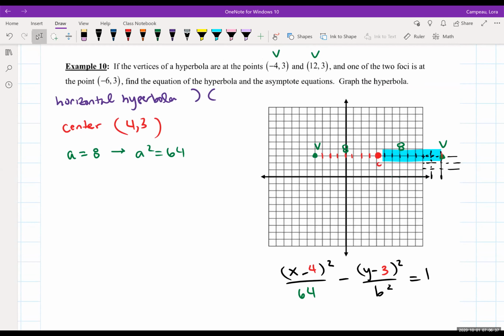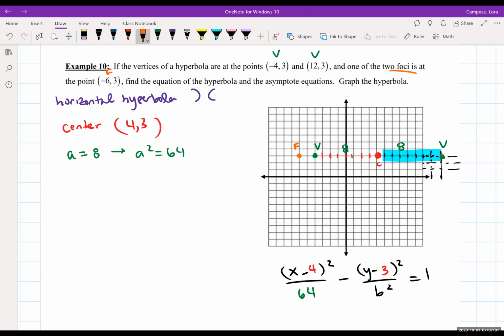I look at any other information they're giving me, and I see that they're referring to the foci. So that's one of the focus points at the point -6, 3. So I'm going to draw that in. -6, 3, 1, 2, 3, 4, 5, 6, -6, 3. And I'll label that with F for focus or foci.